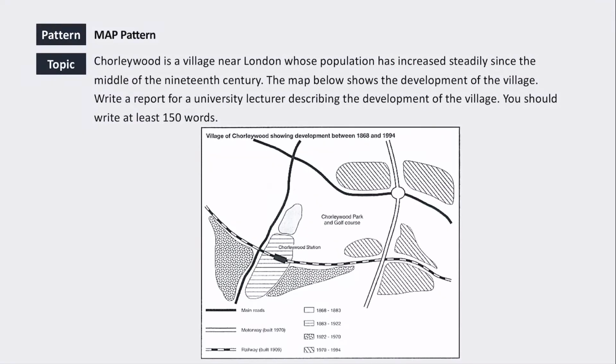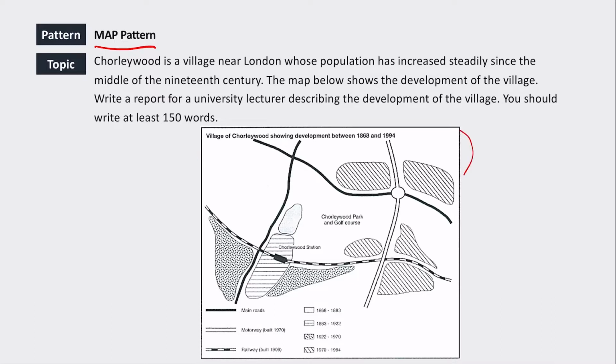Okay, so we're looking at an IELTS Task 1 task, and today we have a map pattern. So this is always fun. I actually prefer doing maps in Task 1. I think they're much easier to do than the line charts and bar graphs, which can sometimes be a bit tricky. I usually like a good map.